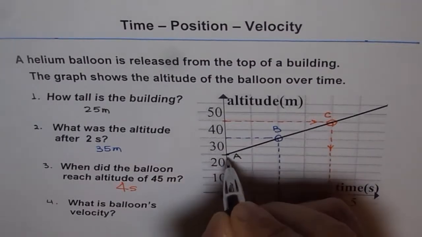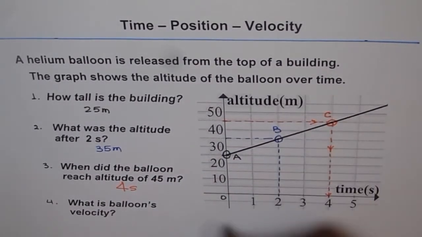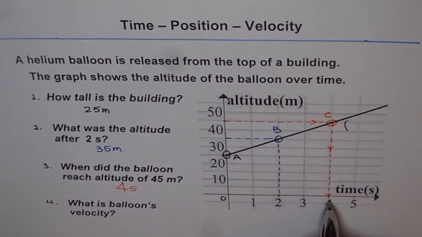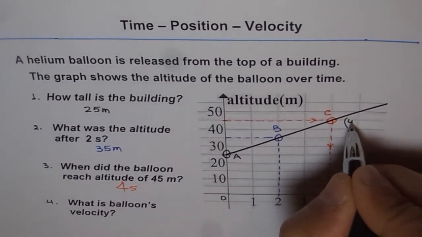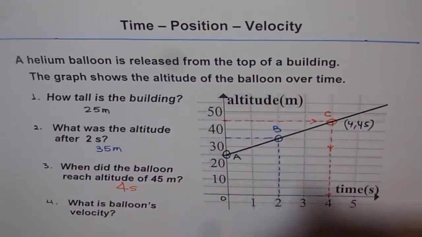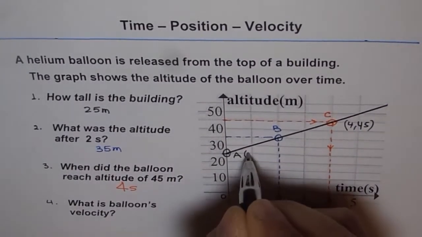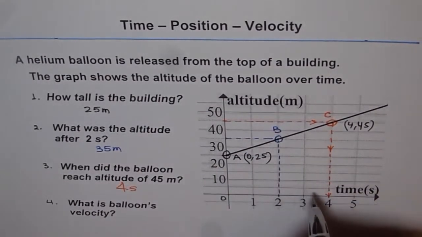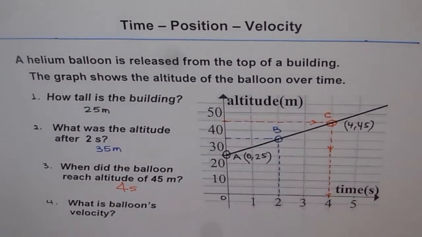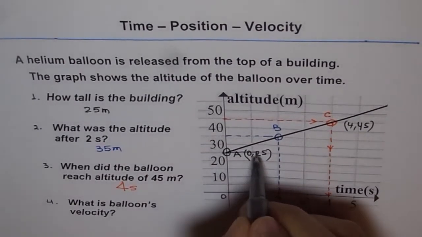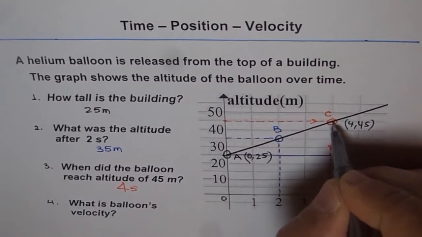So let's consider point A and point C. Now what is the position at C? First we write the horizontal, which is 4 seconds, and then the height, which is 45. And for A, the position is 0 and the height is 25, right? So what is the slope here? Let me calculate the slope. Let me first make a triangle, correct? Here is our triangle.